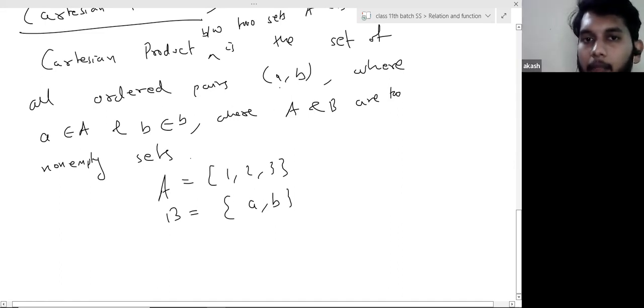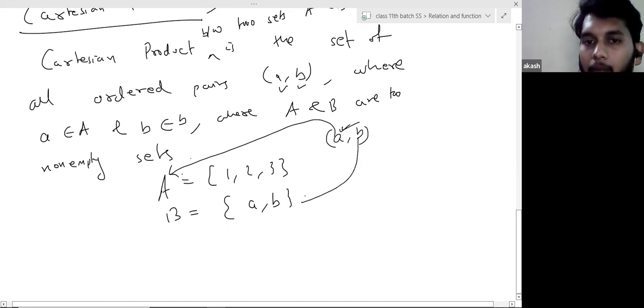Alright, what was an ordered pair? Two elements written like this. But what should happen? All the ordered pairs (a, b) such that a belongs to A. That means the first element should come from capital A set, right? The second element should come from set B. And all the possible combinations like this is the set of Cartesian product.